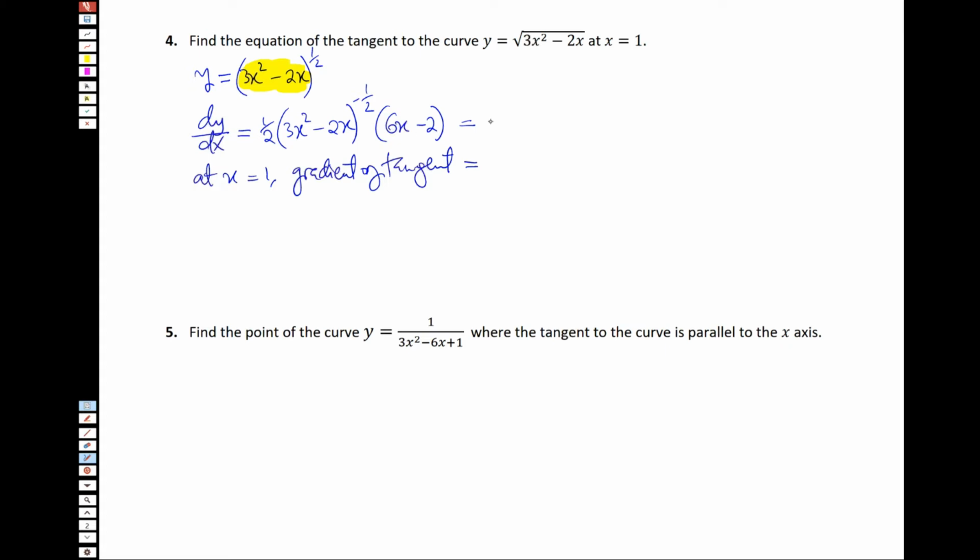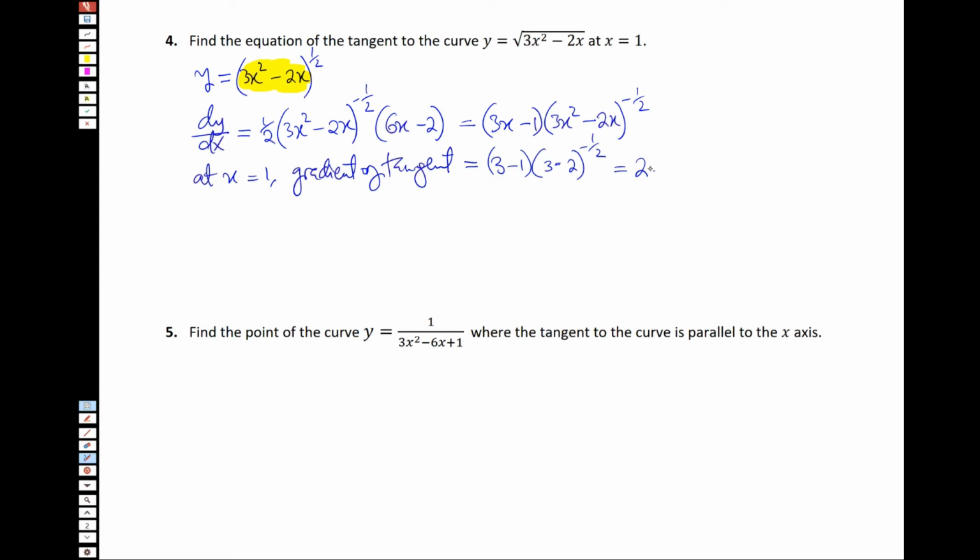So we can write it as (3x − 1) multiplied by (3x² − 2x) to the power negative a half. So if we substitute 1 in place of x, we shall end up with (3 − 1) multiplied by (3 − 2) to the power negative a half. So, well, this will just be 1, and 1 over 1, and then you find the square root is just 1. So the resulting answer here will be 2. So the gradient of the tangent at x equals 1 is just 2.